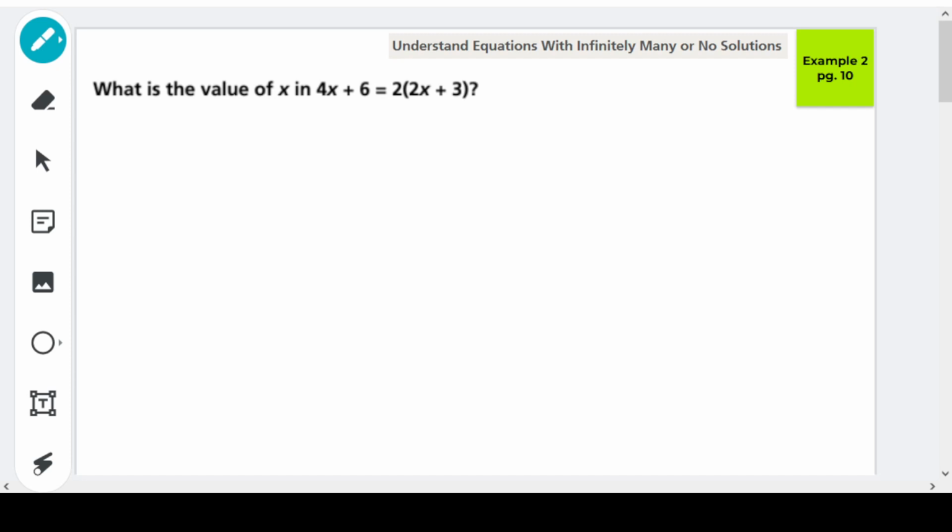In today's video, I'm covering example 2 from lesson 1-3 in the SavvasRealize Algebra 1 textbook. The goal of today's video is to understand equations with infinitely many or no solutions.